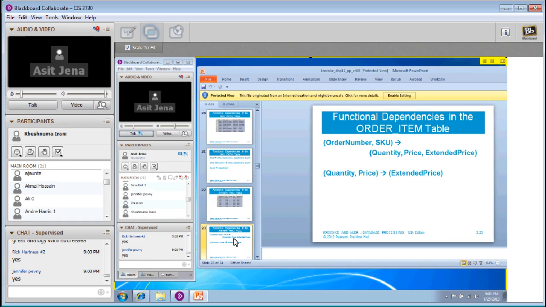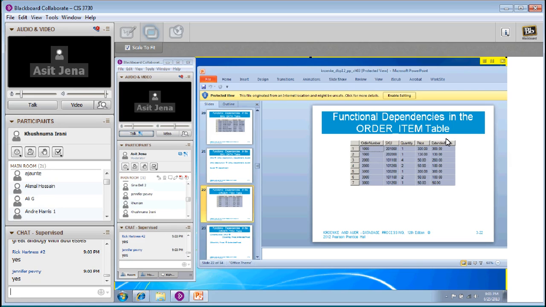By knowing the order number and SKU number, I can determine quantity, price, and extended price. Similarly, quantity and price determine extended price, because extended price is nothing but price multiplied by quantity. So price and quantity determine extended price, and order number and SKU determine quantity, price, extended price. Okay. You will use these kinds of things all the time in the class.